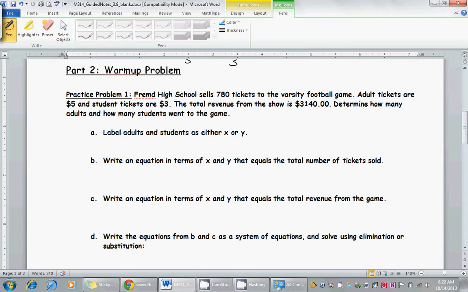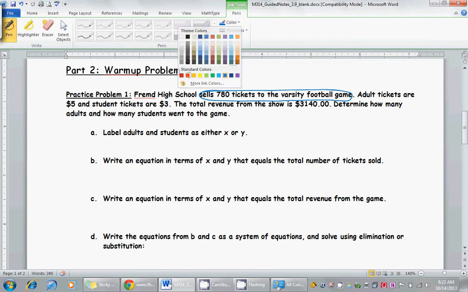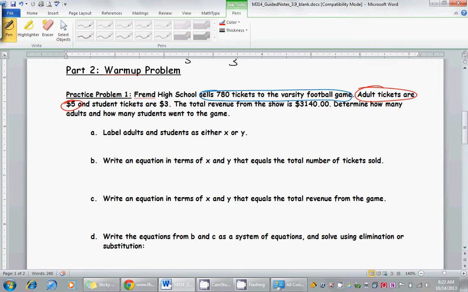Fremont High School sells 780 tickets to the varsity football game. That seems like an important piece of information, so I'm going to circle it. Adult tickets are $5. That's going to be important. And student tickets are $3. And the total revenue, how much money we brought in from the game, is $3,140. I'm going to circle that here.